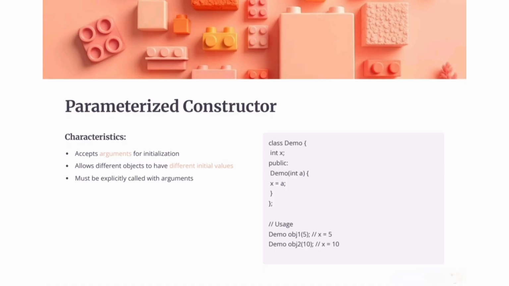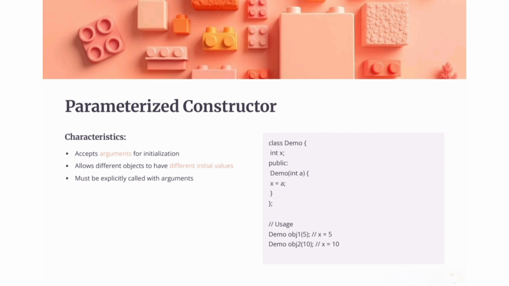Next one is the parameterized constructor. Unlike a default constructor, it accepts arguments for initialization. It allows different objects to have different initial values. It must be explicitly called with arguments.